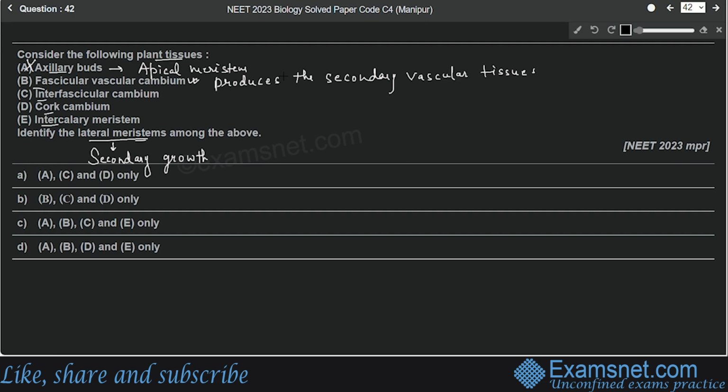Then the third one is interfascicular cambium. So these are also type of lateral meristems. Okay, these also contribute to the secondary growth in the stem. Fourth one is the cork cambium. So yes, cork cambium is also a type of lateral meristem. Okay, this cork cambium is also known as phellogen, and it produces the cork, which is a part of protective outer layer of the stems or roots. Then the last one is intercalary meristems. So this is not a type of lateral meristem. This is a type of apical meristem.